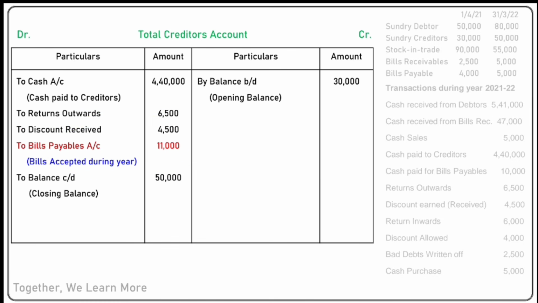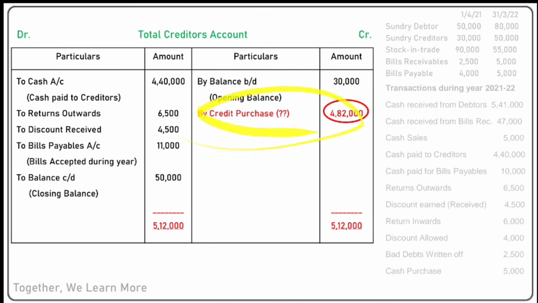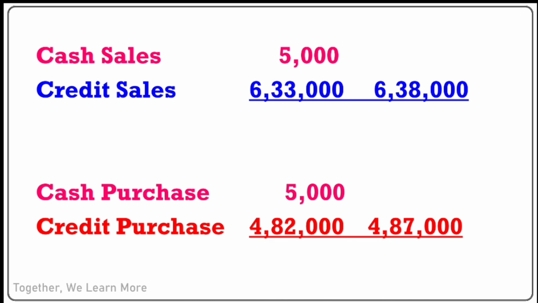After transferring bills payable accepted during the year to creditors account, close creditors account. So total 5,12,000 minus 30,000 will get 4,82,000 as credit purchase. So this is our bills payable and creditors account.